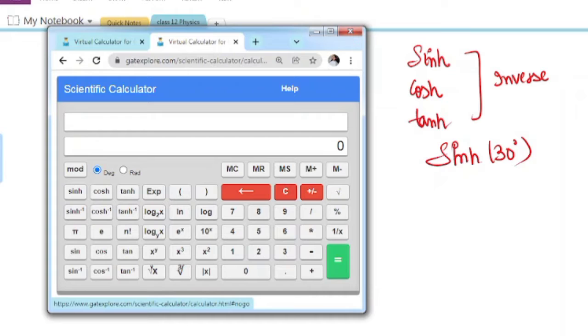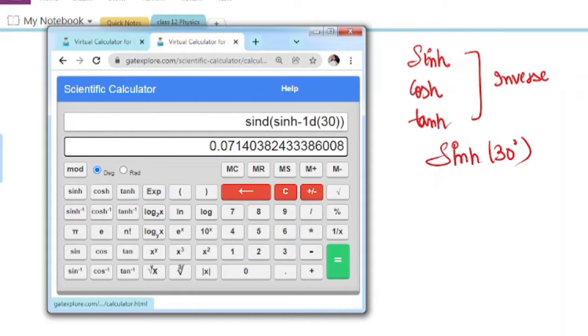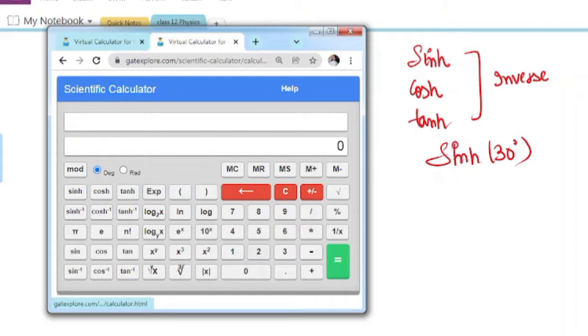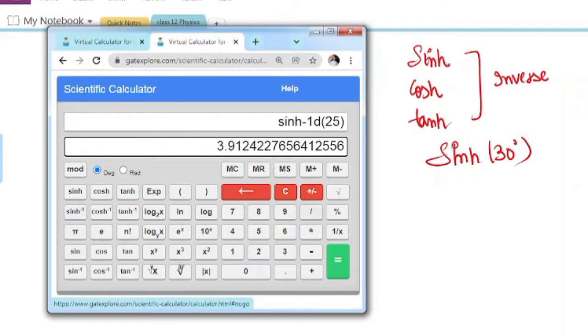If you want to use inverse functions, that's sine hyperbolic inverse, cos hyperbolic inverse, tan hyperbolic inverse, so what you have to use is 30 sine hyperbolic inverse. Just clear here. Put 30, or you can put any value. If you want to calculate 25 sine hyperbolic inverse, you get the value. If you want 30 cos hyperbolic inverse, you get the value.